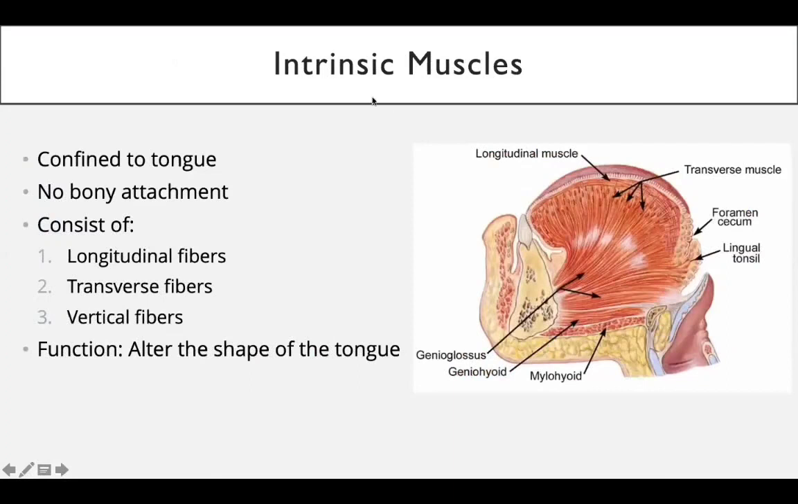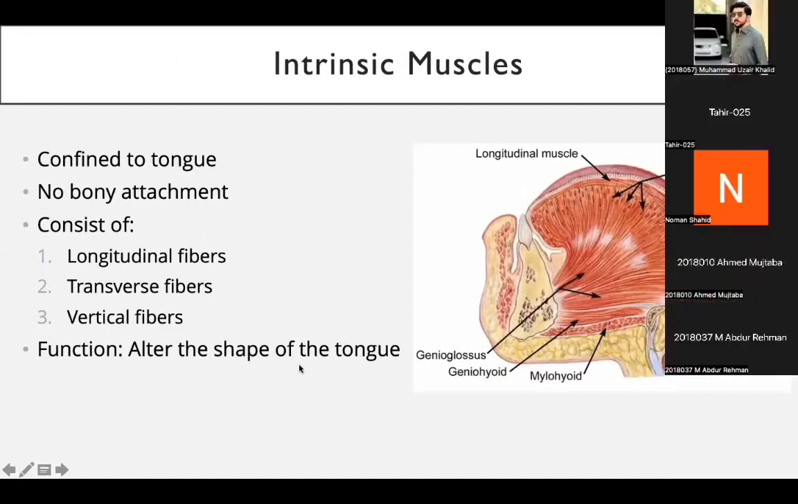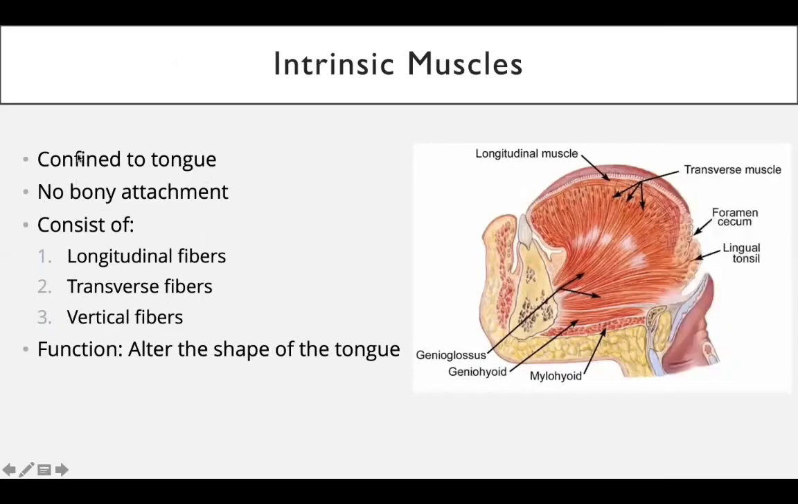So again, the same longitudinal fibers or longitudinal muscles, superior and inferior. Then there is the function of intrinsic muscles. They alter the shape of the tongue, and they maintain the shape of the tongue. These muscles are not attached to any bony attachment, and that's why they are confined to the tongue. They do not reach out to the bones.